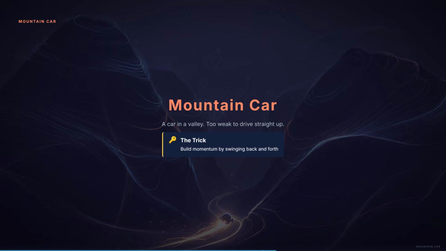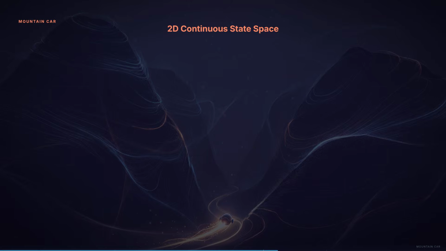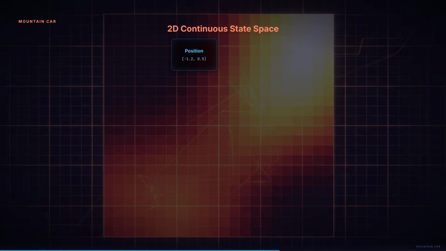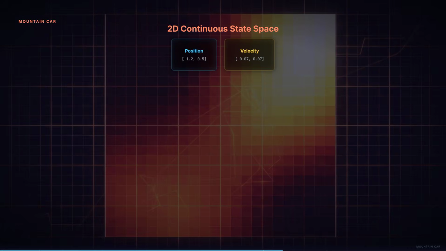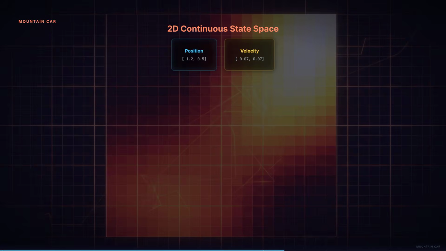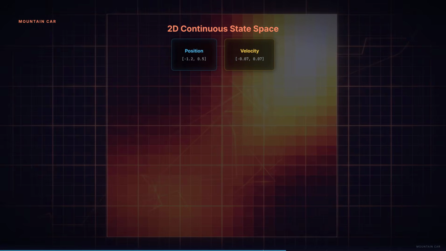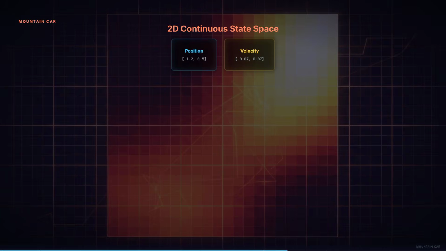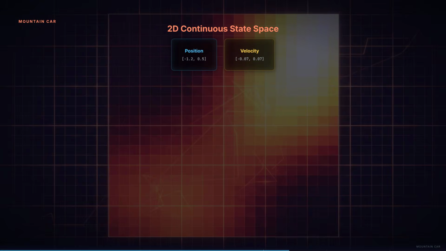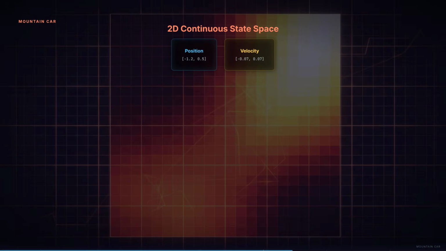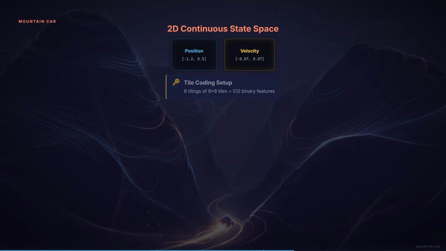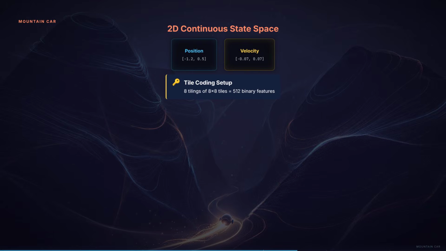The state space is two-dimensional and continuous. Position ranges from -1.2 to +0.5. Velocity from -0.07 to +0.07. With a table, you'd need to discretize these into bins, and even a coarse 100 by 100 grid gives 10,000 states. With tile coding, we use 8 tilings of 8 by 8 tiles each. That's 512 binary features, 512 weights.